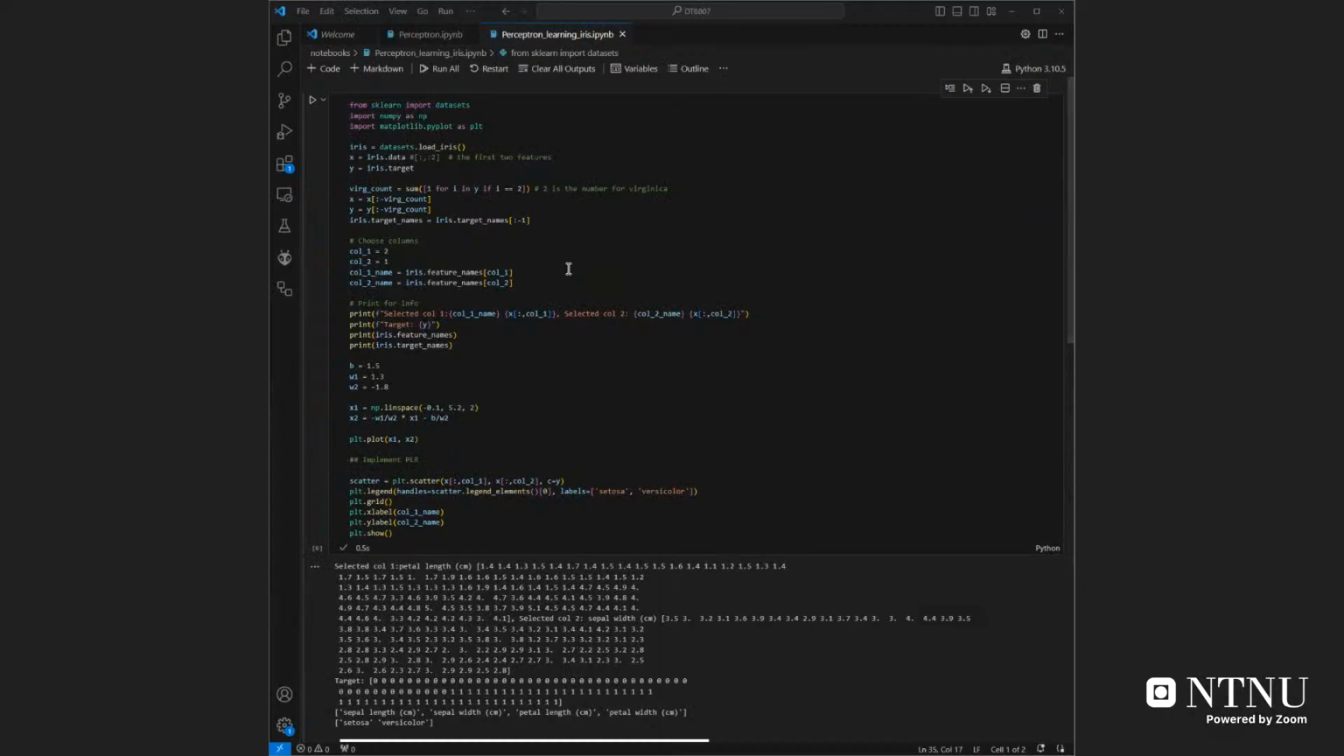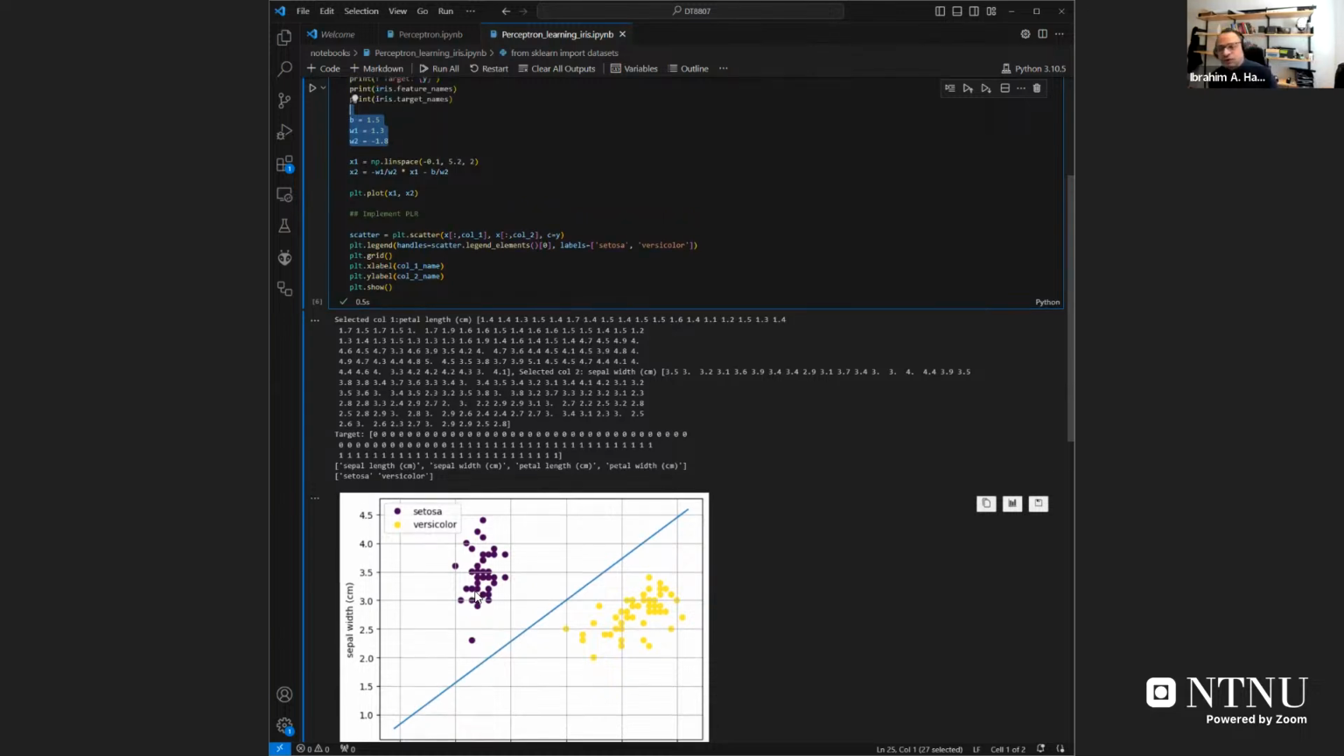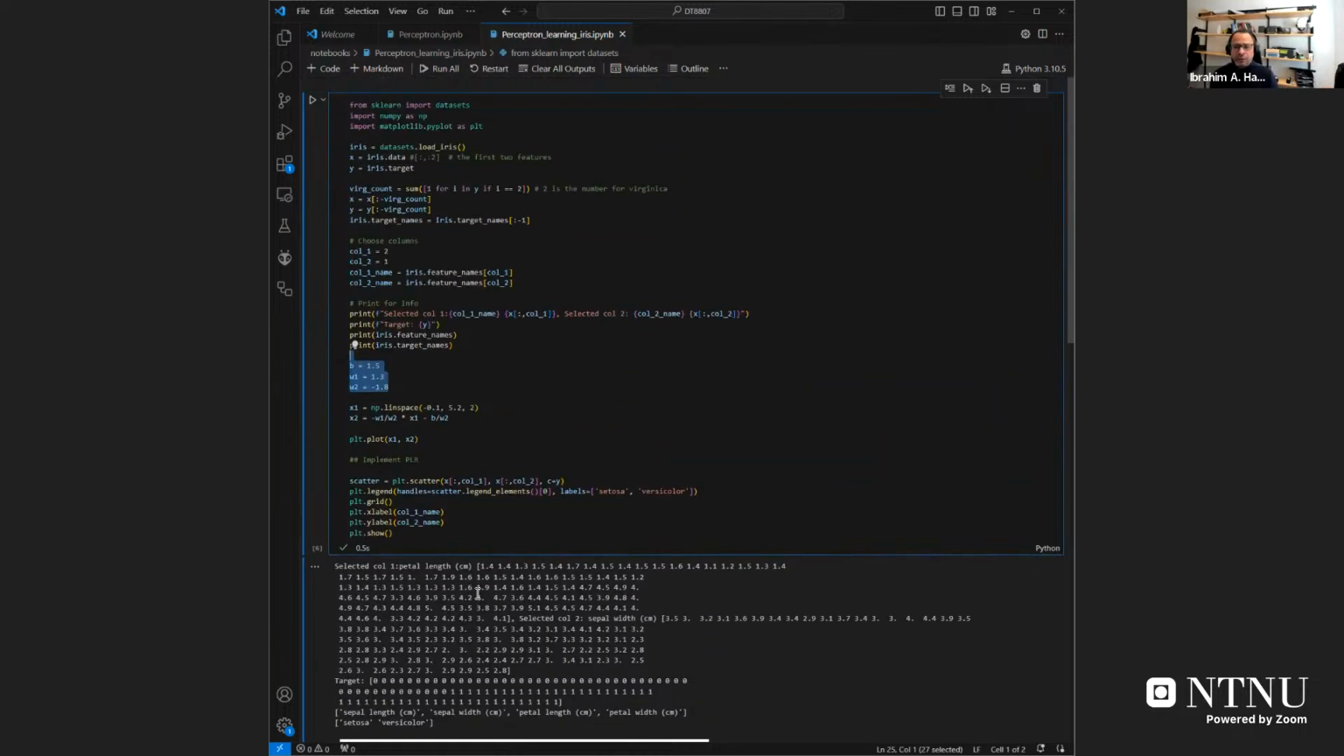I can probably share, but we had approximately the same as the last group here. Okay, very good. We chose these manually and just looked at how it would be in the plot and ended up here. Okay, so now can you start implementing the perceptron learning rule?